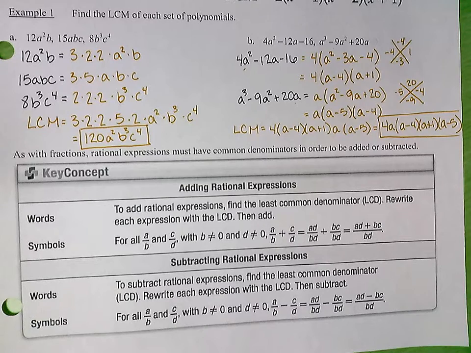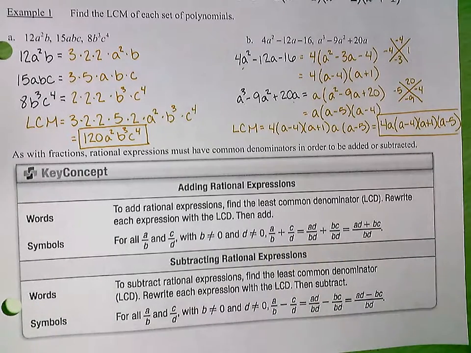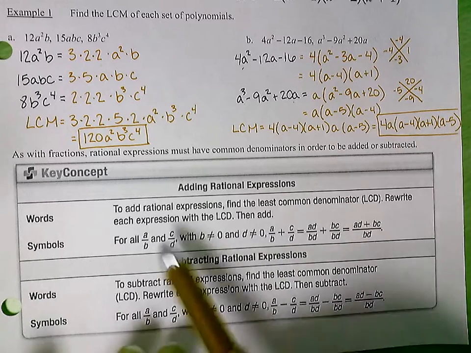As with fractions, rational expressions must have common denominators in order to be added or subtracted. So when we're adding together fractions like you see up at the top of your page underneath where it says polynomials, you need to make sure those two denominators have the same numbers in them in order to add those numerators together. So to add rational expressions, you want to find the least common denominator and rewrite each expression with that least common denominator.